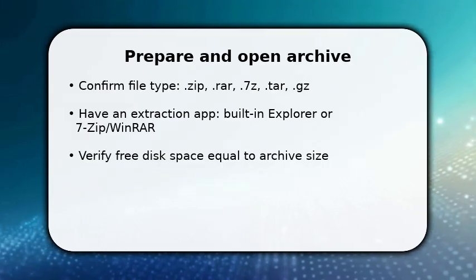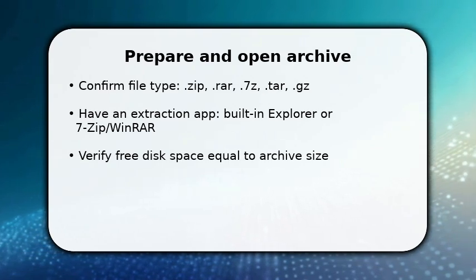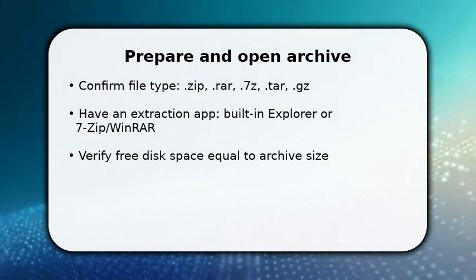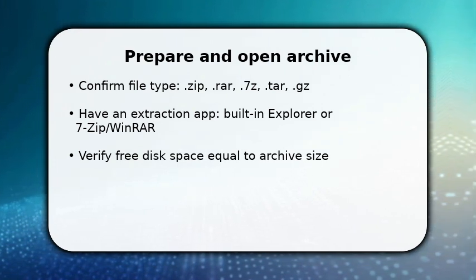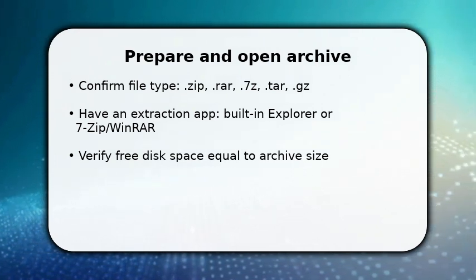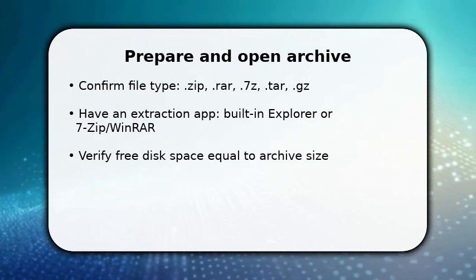You start by locating the compressed file in File Explorer and verifying its type, because different types need different tools. Once done, make sure you have enough disk space and an extraction app like 7-Zip if Windows built-in fails.